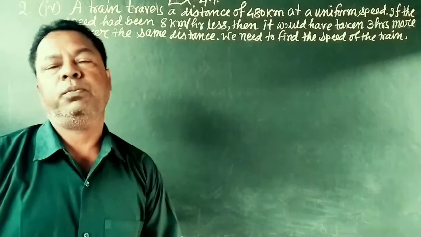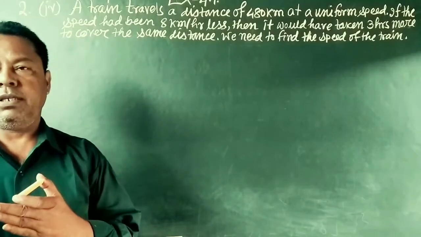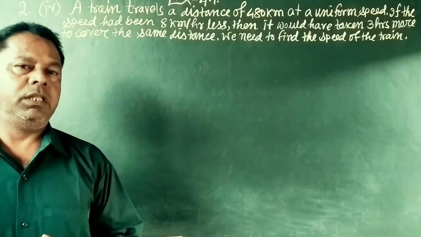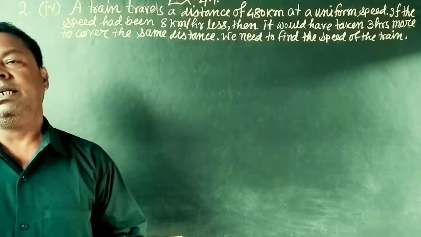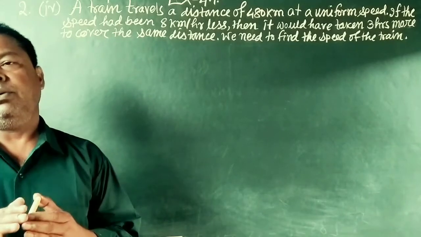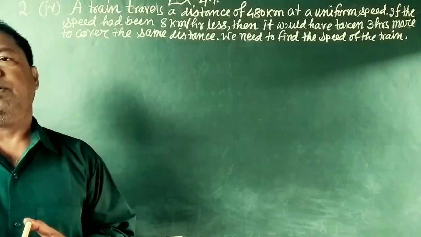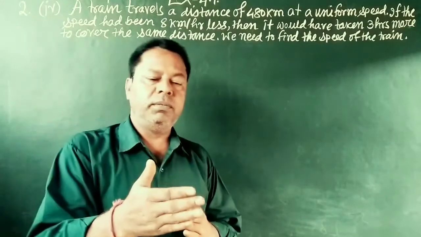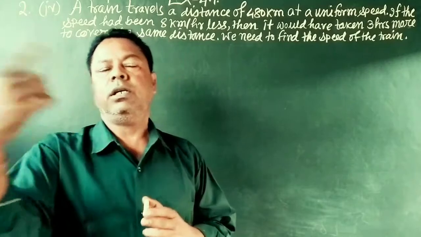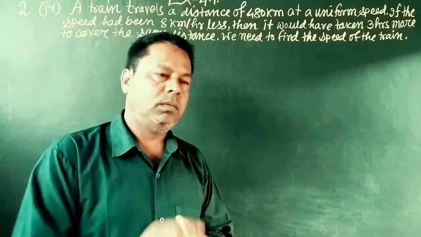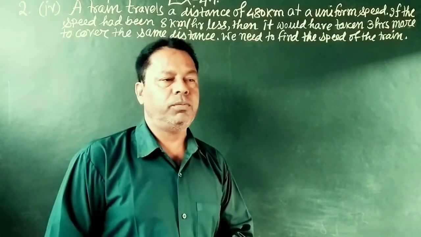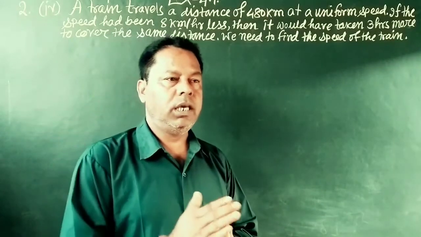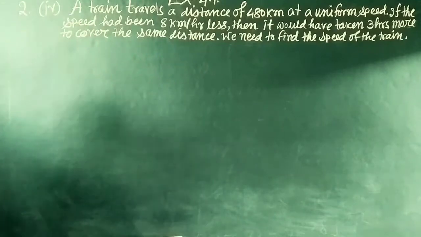Uniform speed means the speed will not be changed. Sometimes slow, sometimes more, so it should not be. Increasing or decreasing, it will not be there. Uniform speed. Suppose 20 km per hour. Then in 1 hour it will cover 20 km. Next hour also it will cover 20 km. Understanding? So 20 km in 1 hour, next 20 km also it will take 1 hour. So that is called uniform speed. Means speed not increasing, not decreasing. At the same speed it will move. That is called uniform speed.